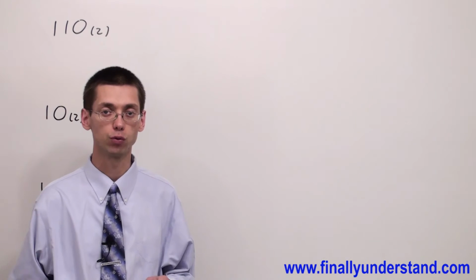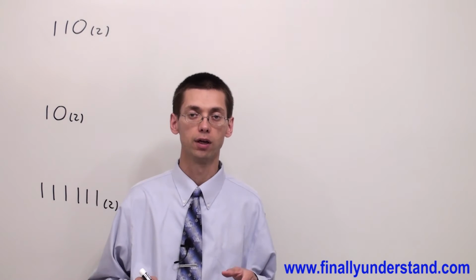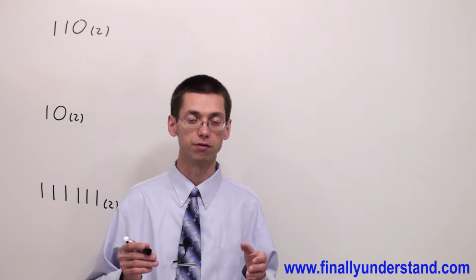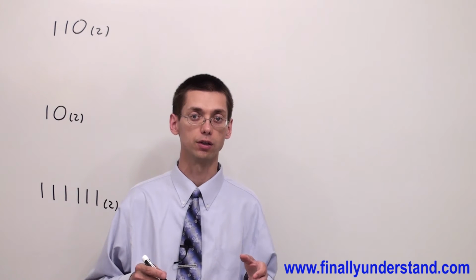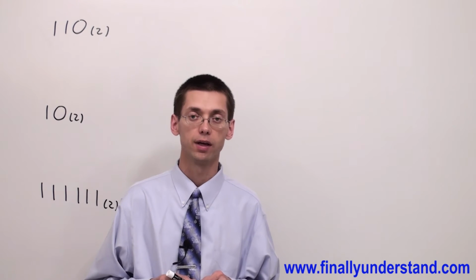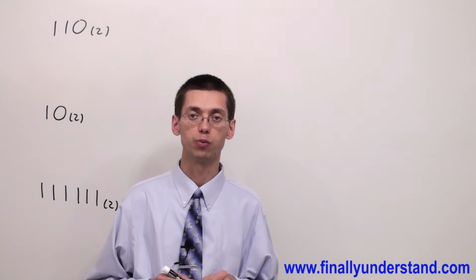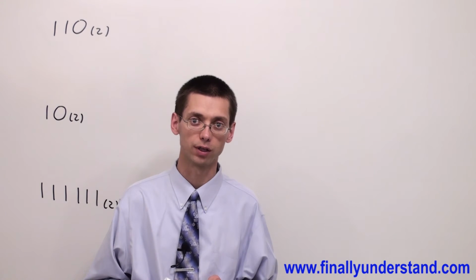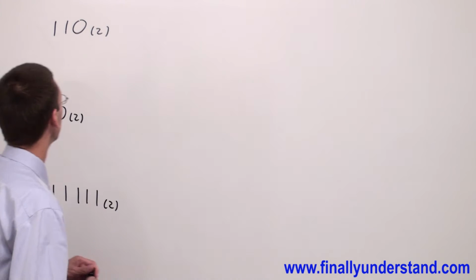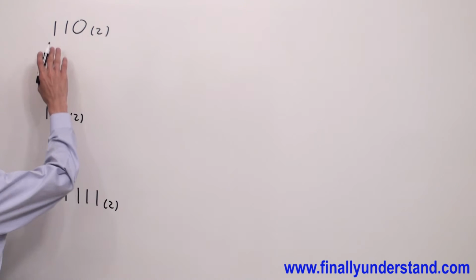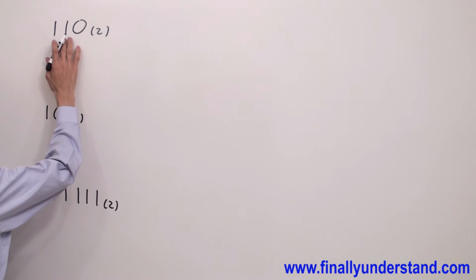This time we're supposed to convert binary numbers to octal. Anytime you convert binary to octal, you're supposed to divide the binary number into groups of 3 bits, and every group of 3 bits converts to 1 octal digit. So, how many bits do we have over here?